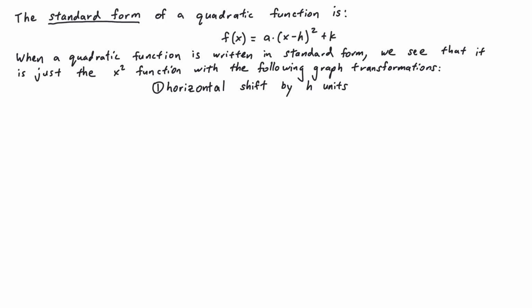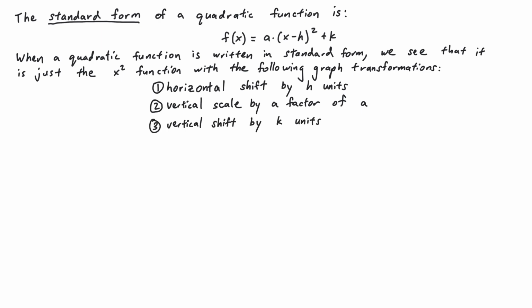Next, we can look outside of the square for our vertical graph transformations. We see that there's a multiplication by a and an addition of k. So there is both a vertical scale and a vertical shift. For vertical graph transformations, we perform the scale first, then the shift, so our second graph transformation is a vertical scale by a factor of a. And our last graph transformation would be a vertical shift by k units. If k is a positive number, this would be a shift up. If k is a negative number, then it would be a shift down.